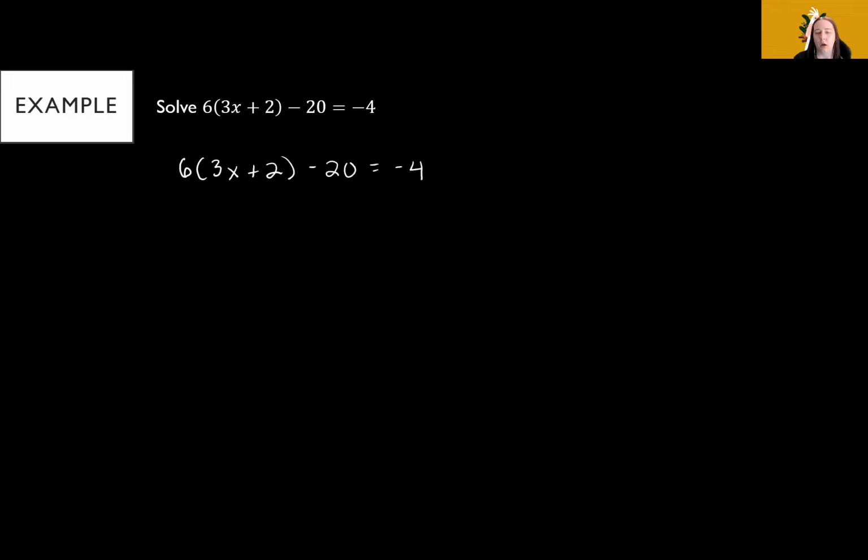So we want to simplify each side. The right is already simplified, but the left, we have some work to do. We need to distribute. That distributing always happens before you combine like terms, because multiplication happens before addition. So I need to multiply the 6 through the parentheses. So 6 times 3x is 18x, plus 6 times 2 is 12. And then I have my minus 20 equals negative 4.